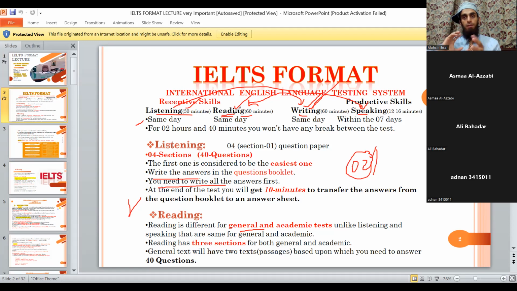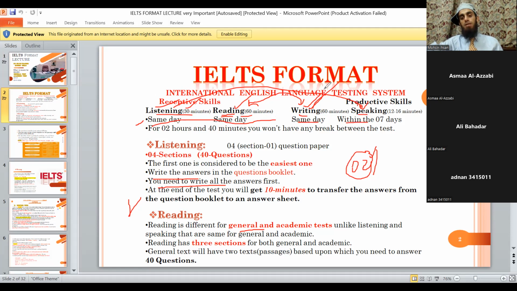The structure, the way of asking questions, one word, two word, three word answers, not given, given, yes, no, right? And heading and findings, all those kinds of questions are going to be similar for Academic and General. Now, talking about listening and speaking, these are going to be the same. And all the tests are going to be conducted on the same day, except speaking.